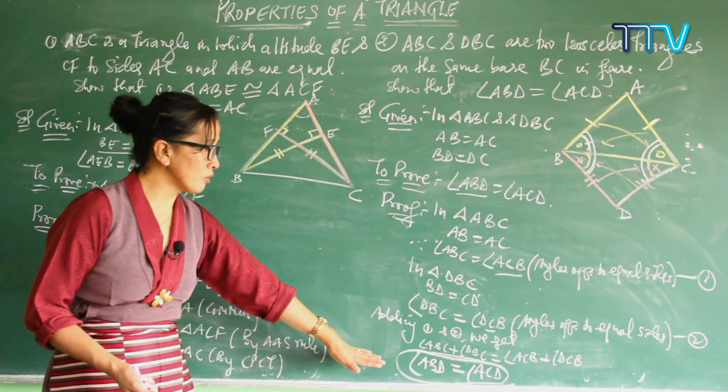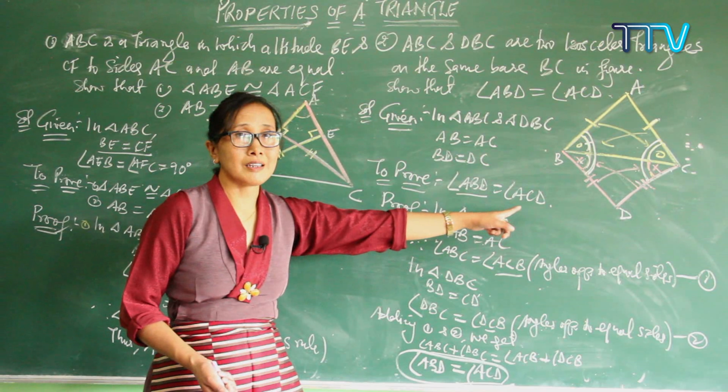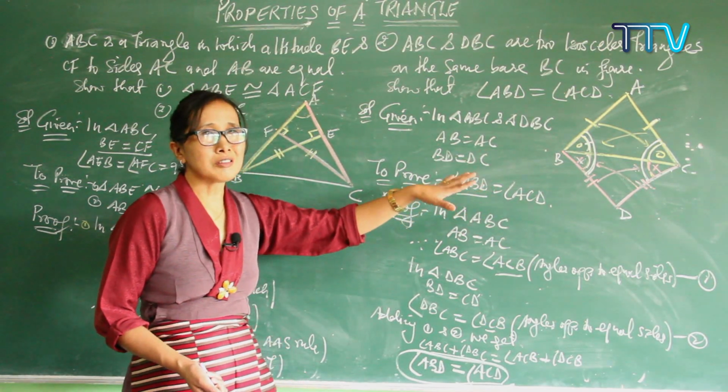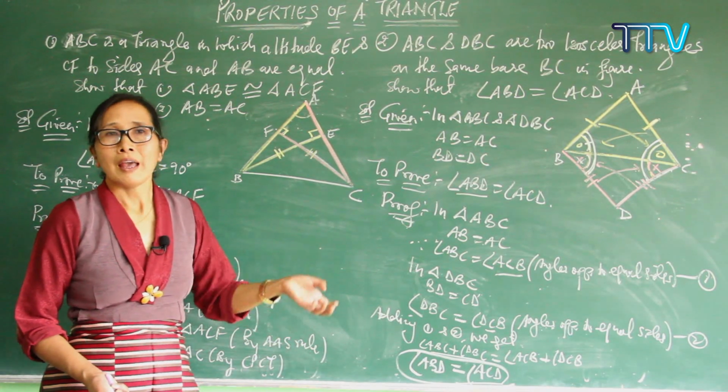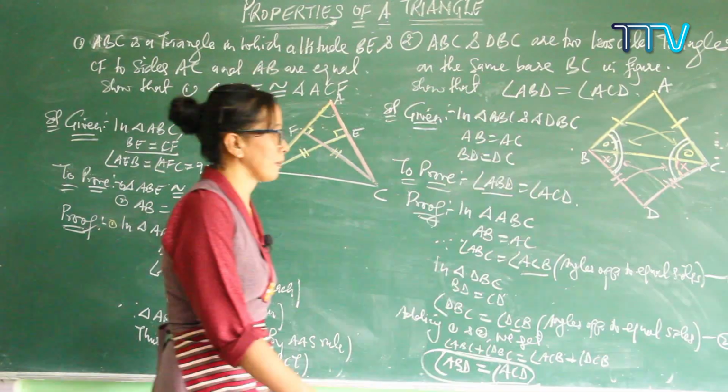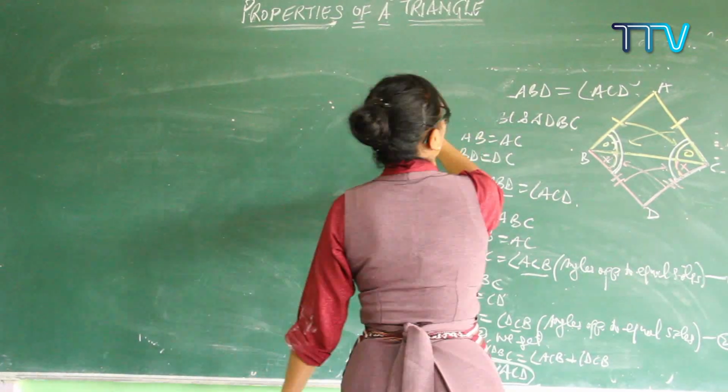So hence we prove that angle ABD is exactly equal to ACD. All the questions are similar to this. You can prove it easily by using those properties and rules.